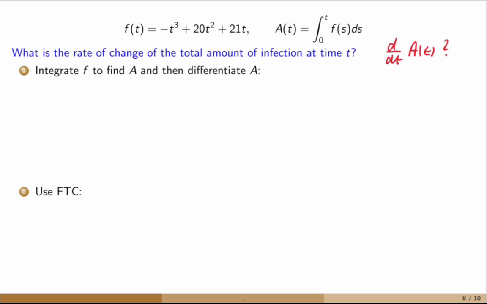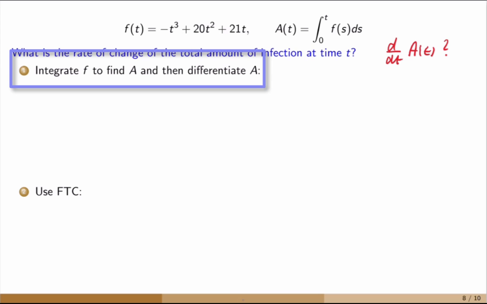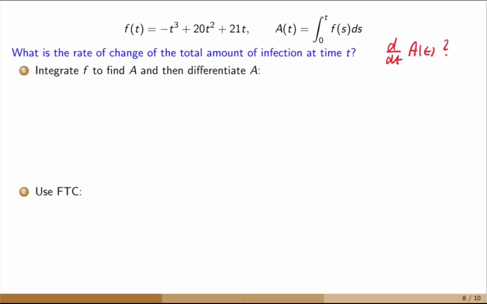There are two ways to do this. The first one, the more natural one maybe, would be to integrate f, then find a, and then differentiate a. And the second alternative is to use the fundamental theorem of calculus. So let's do both. Let's first integrate f to find a. So a of t is the integral from 0 to t of f of s ds. Let's write this out. This is the integral from 0 to t of minus s cubed plus 20s squared plus 21s ds.